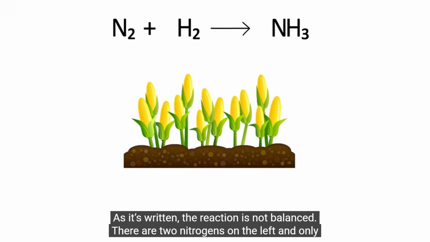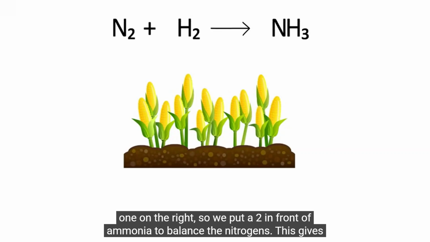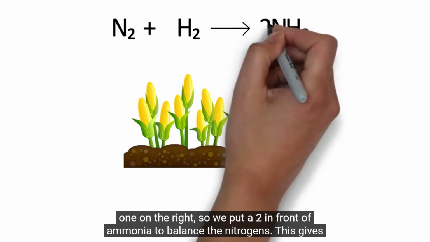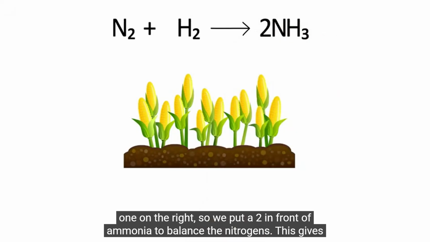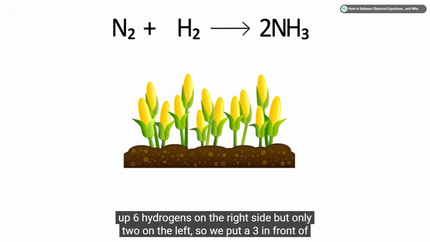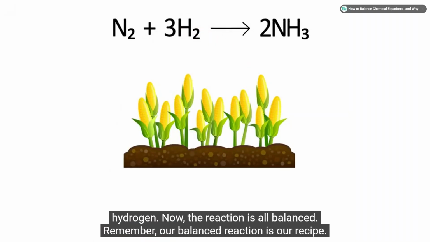As it's written, the reaction is not balanced. There are 2 nitrogens on the left and only 1 on the right, so we put a 2 in front of ammonia to balance the nitrogens. This gives us 6 hydrogens on the right side, but only 2 on the left, so we put a 3 in front of hydrogen. Now the reaction is all balanced.